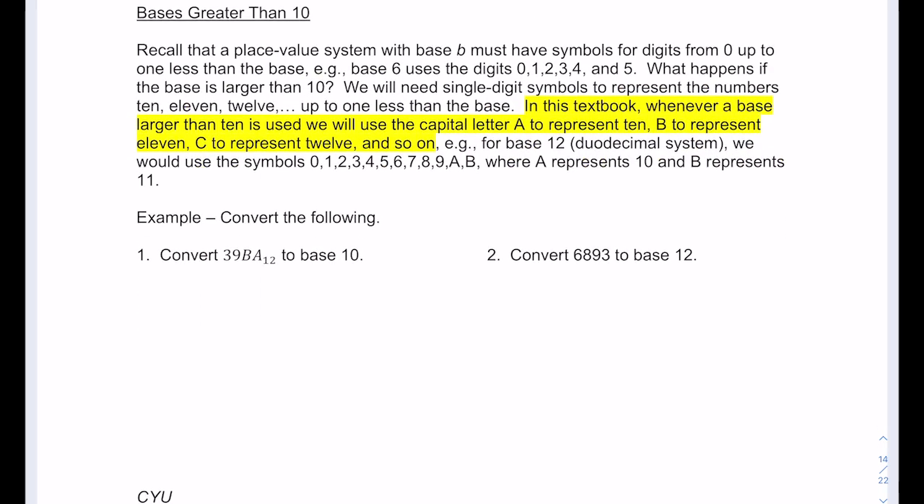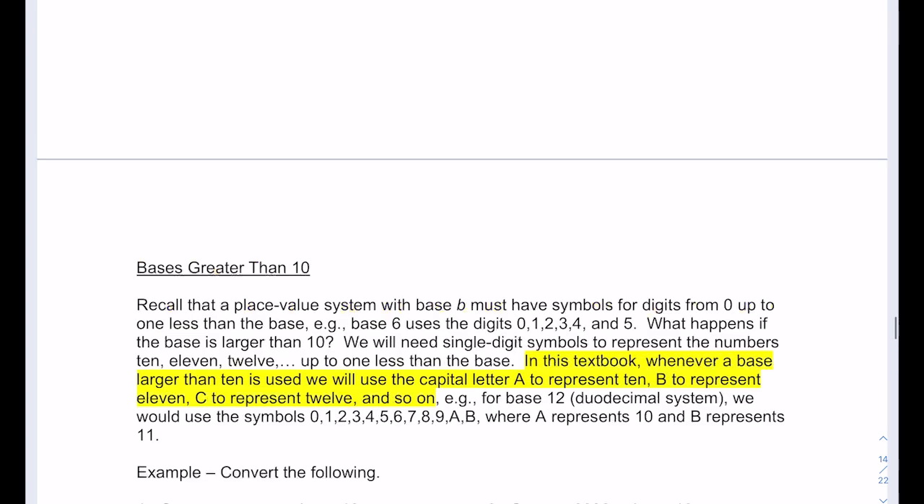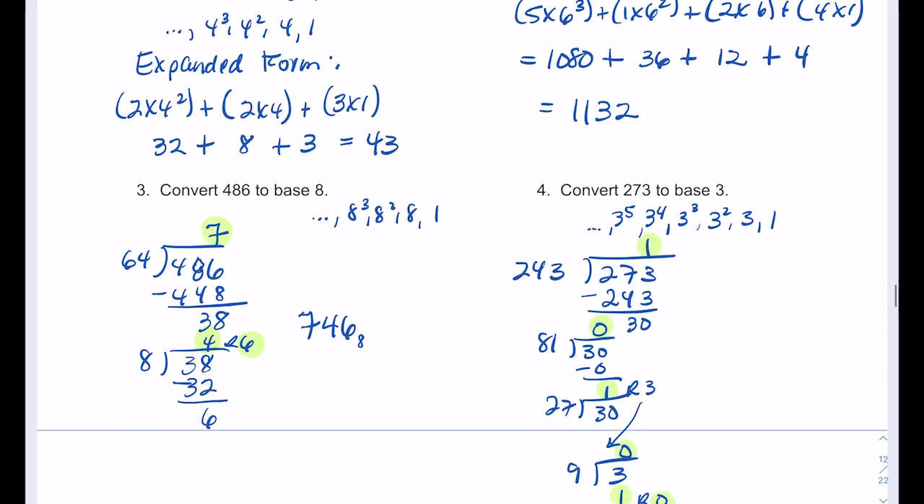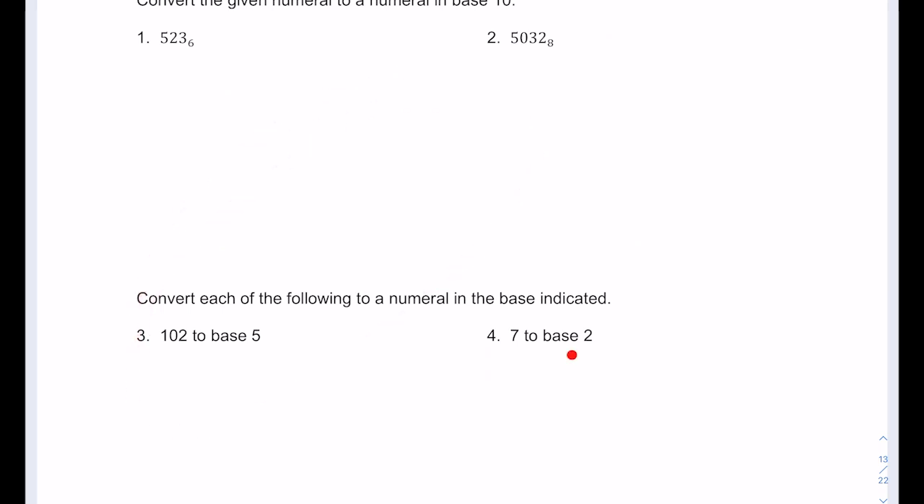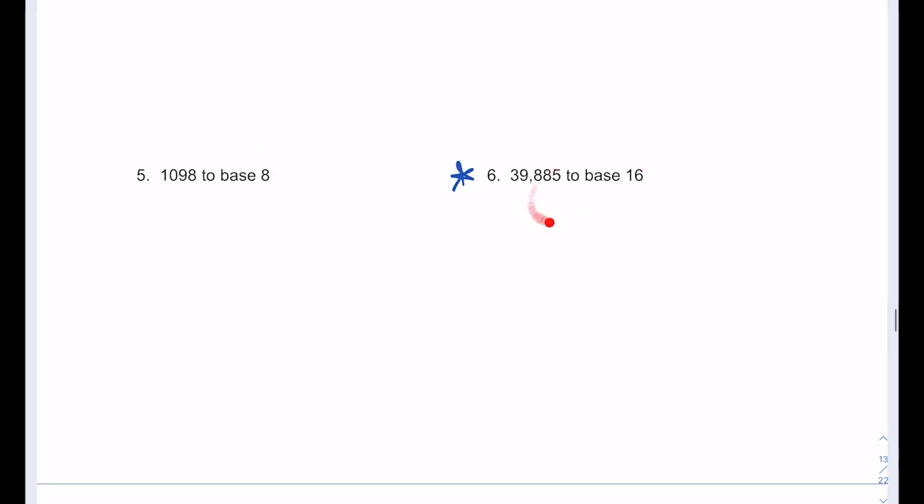So here we have bases greater than 10. Okay, what happens when it's greater than 10? We looked at, so far, our bases have been smaller than 10, like base 4, base 6, base 8, base 3. Okay, the bases here are all smaller than 10 until you get to this one, which is why I said to wait.